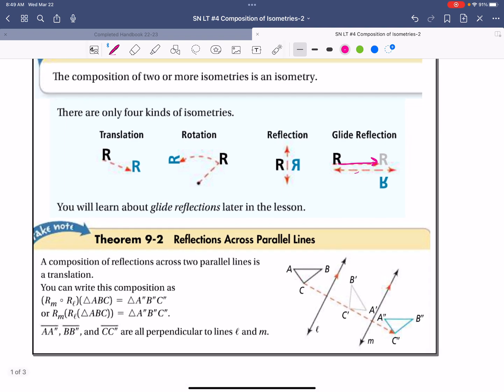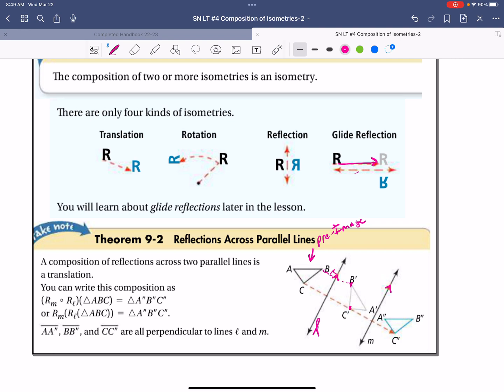So reflection across parallel lines. This is what you would do. You've got your 2 parallel lines. We have our pre-image. How do I know which one's the pre-image? That does not have primes, so this is the pre-image. And we're taking that pre-image, reflecting over this first line, we'll call line L. It's a cursive L. And reflecting over this line, we get B goes same distance, perpendicular to B prime.